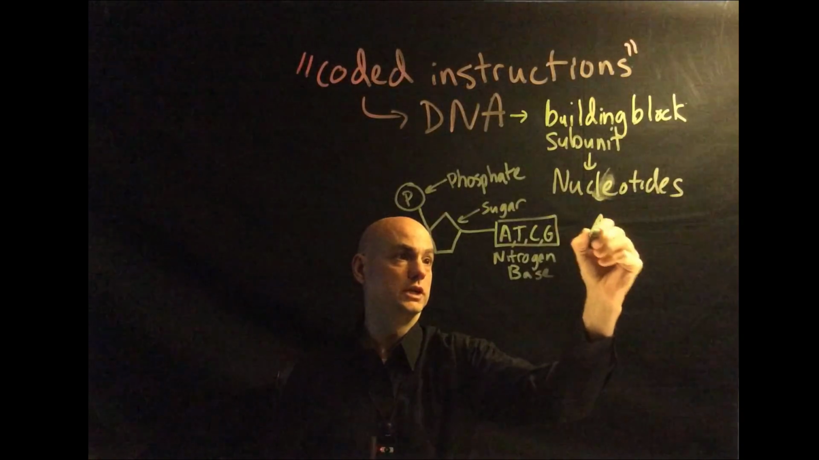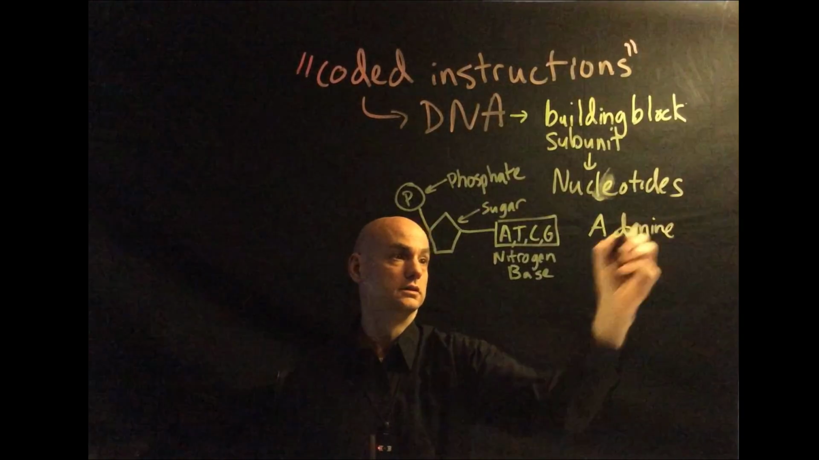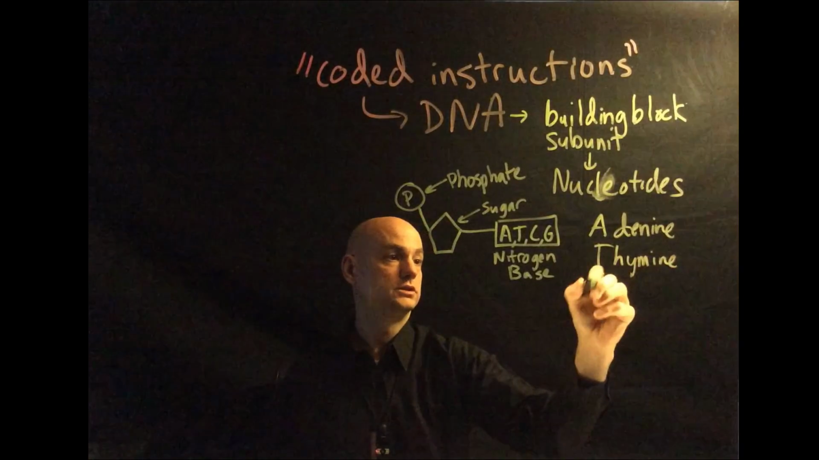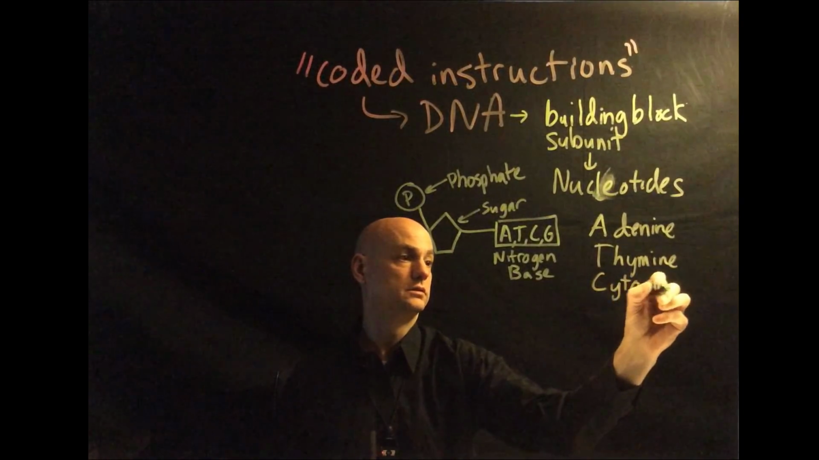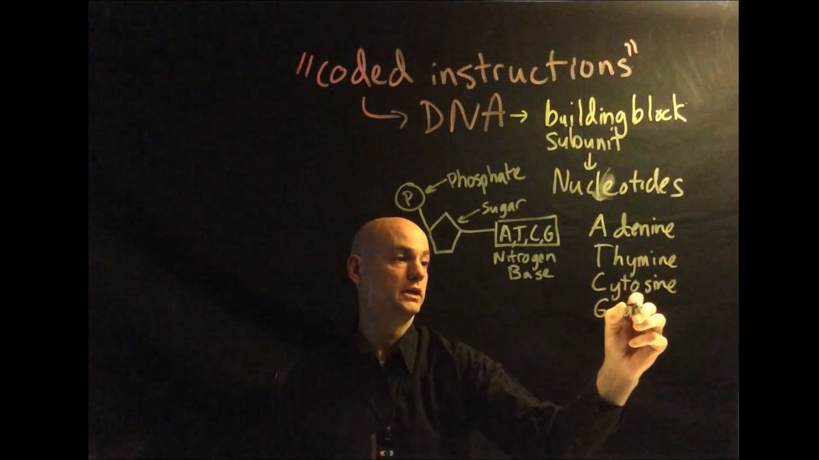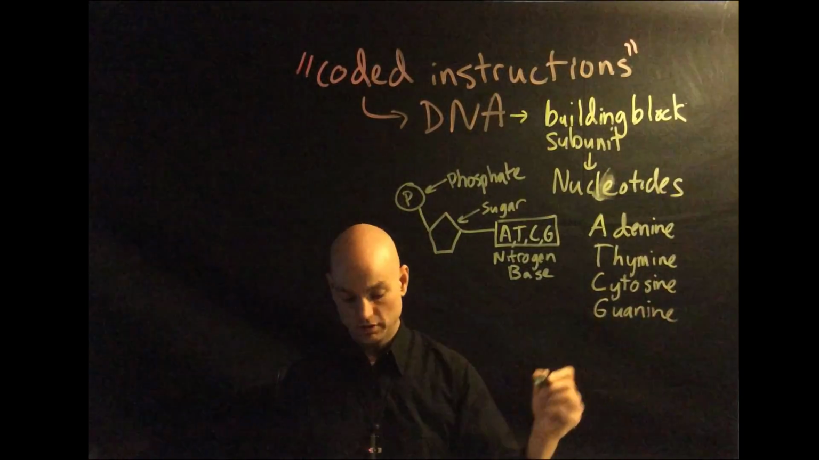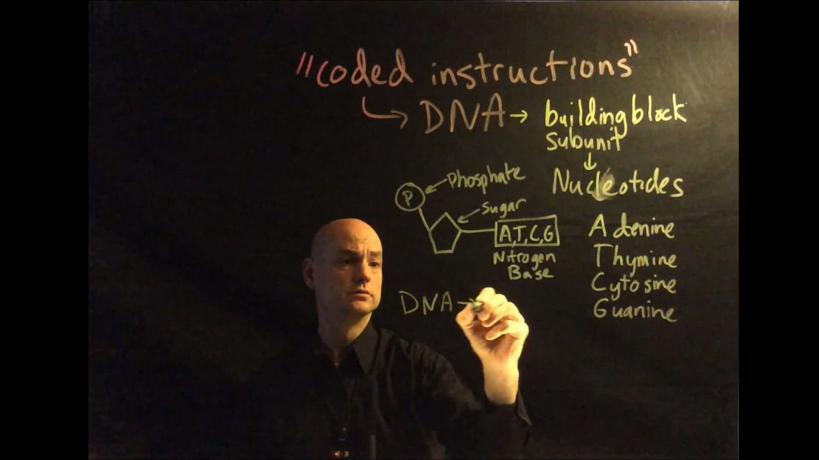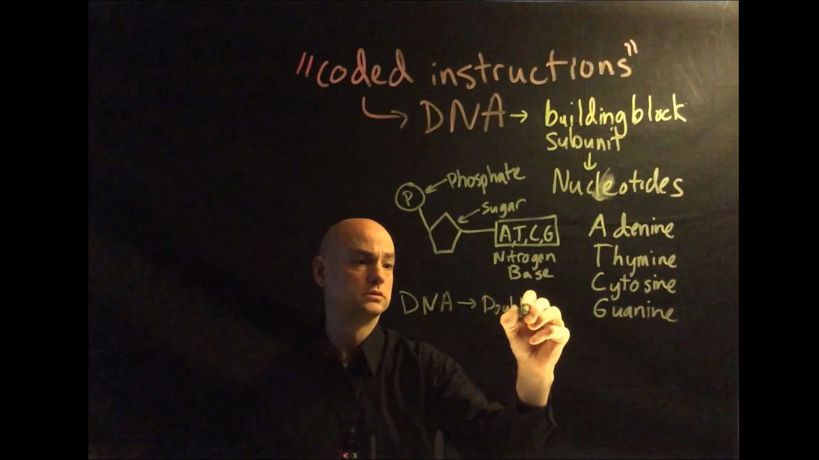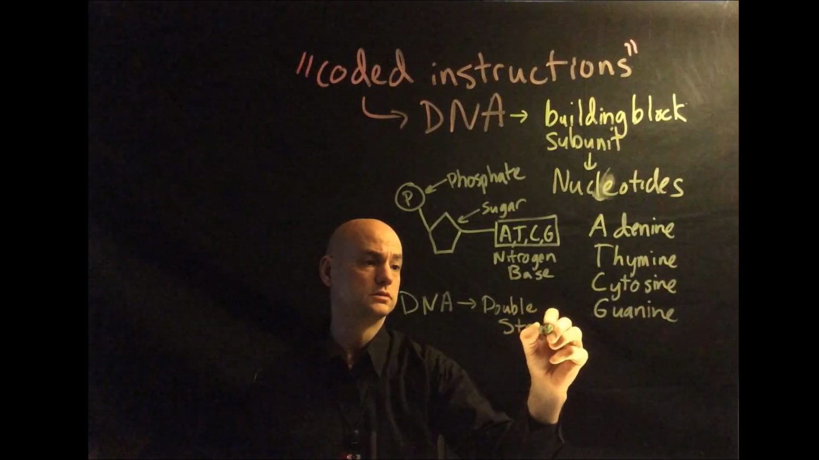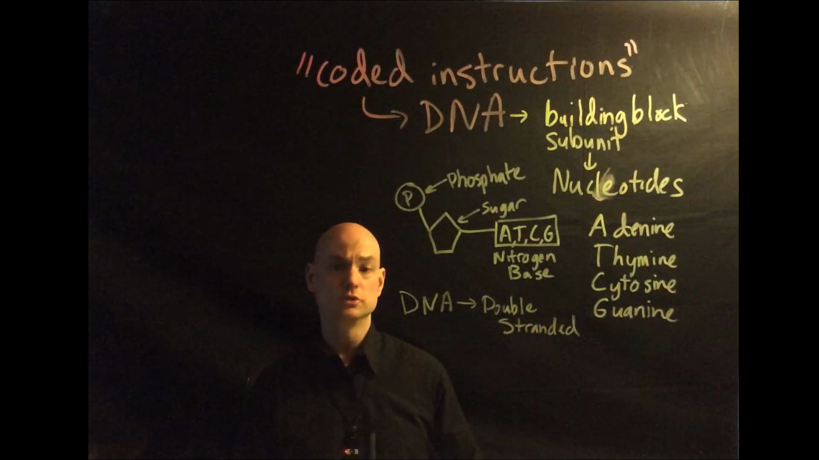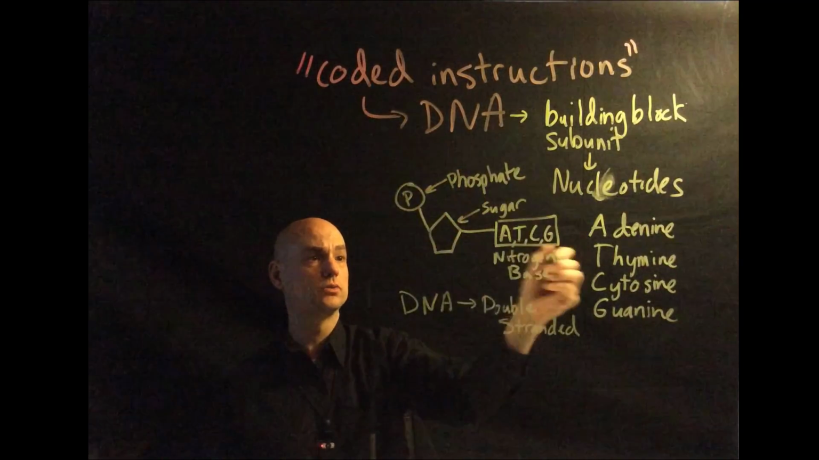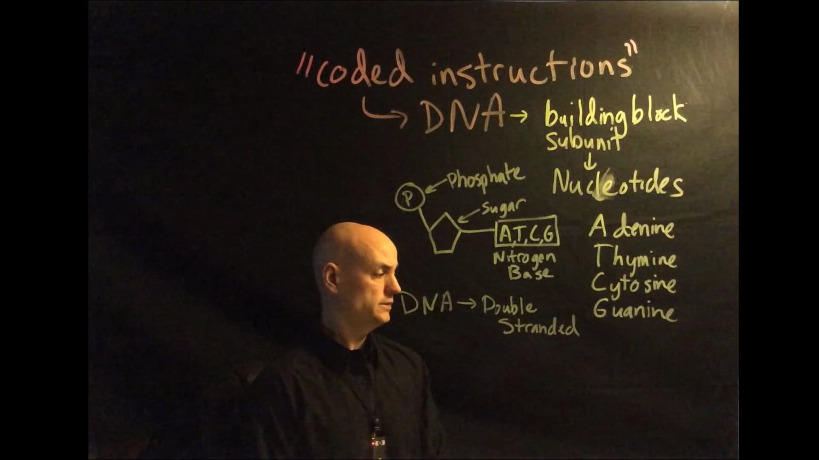Okay, so A is adenine, and T is thymine, C is cytosine, and G is guanine. Okay? All right, so you probably have heard that DNA is double-stranded. Okay, so there's two sides to it. So let's first work on one side. And again, it's made up of these subunits right here, these nucleotides.